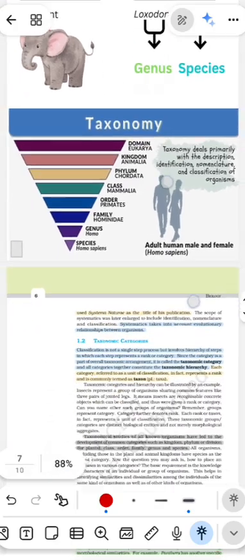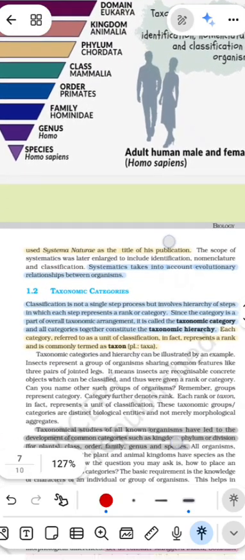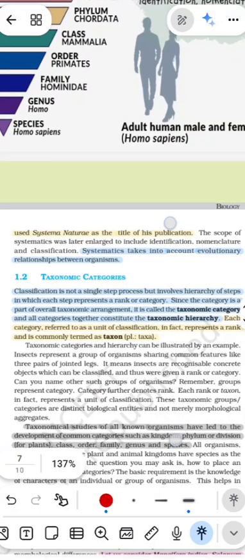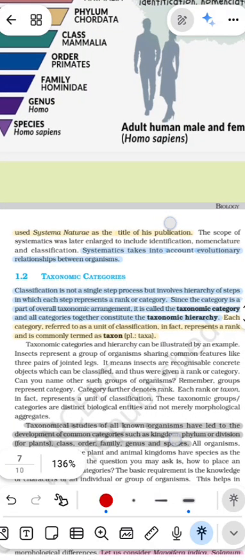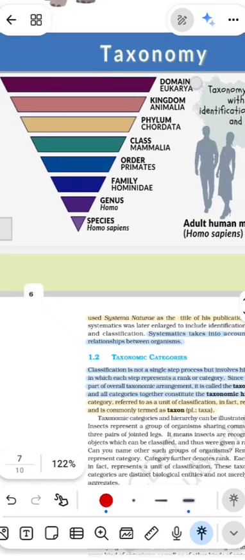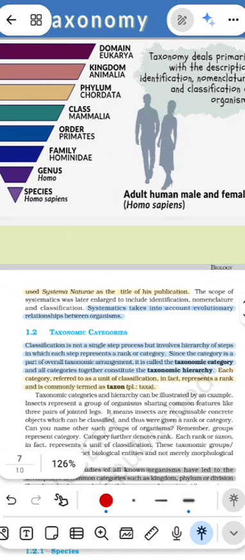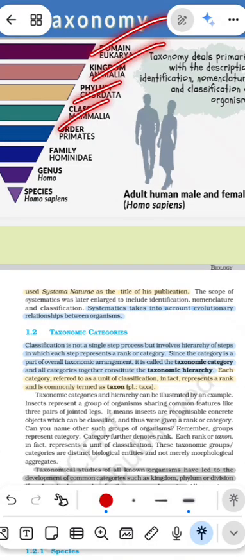So each and every taxon represents a rank or category. Each category is part of the overall taxonomic arrangement. You can see that everyone has another taxonomic arrangement. So here you can see each and every taxonomic category, that is domain, kingdom, phylum, class, order, family, genus, species.